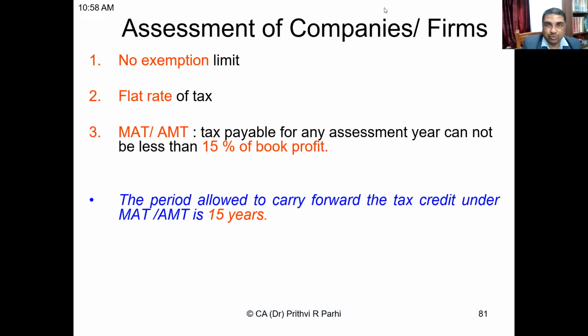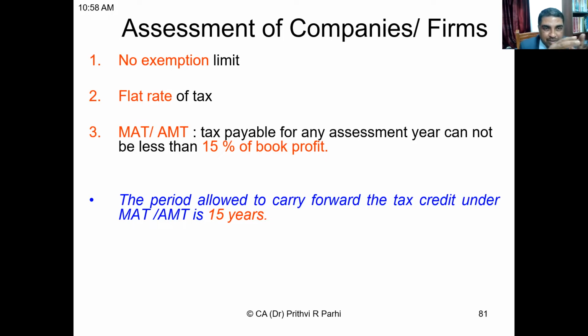Now, friends, what you have understood right now: firms' tax rates you have seen, companies' tax rates you have seen. So in case of companies and firms, there is no exemption limit. Is there any basic exemption limit, where up to this much there is no tax? Yes or no? Did you find in case of firms or companies, there is a basic exemption limit? No, it is not there. And you have also seen it is not a slab rate, it's flat. At one rate, it will be taxed.